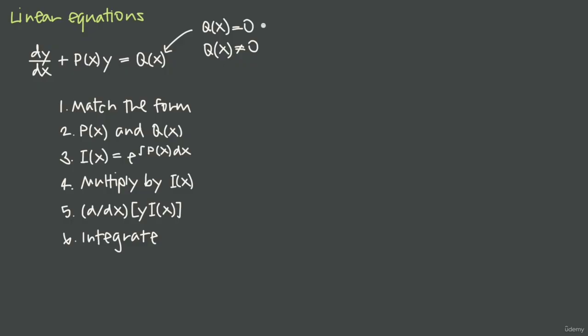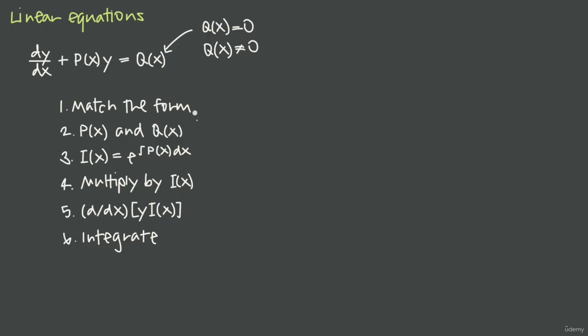The equations we want to focus on right now are the non-homogeneous equations where q of x is not equal to 0. So we have some function in x over here that's not equal to 0. In that case, we're dealing with a linear equation that's not separable, so we won't be able to solve it as a separable equation. We'll have to use these steps to solve it as a linear equation.